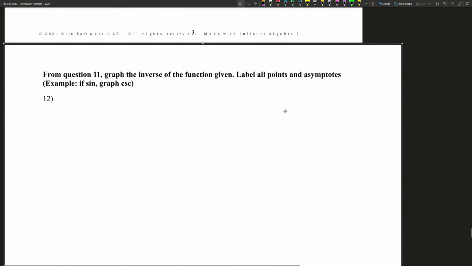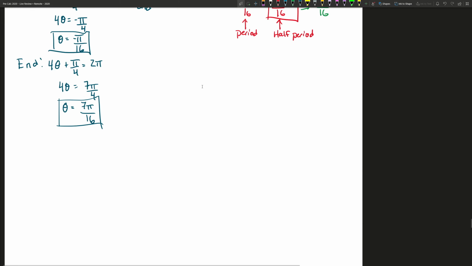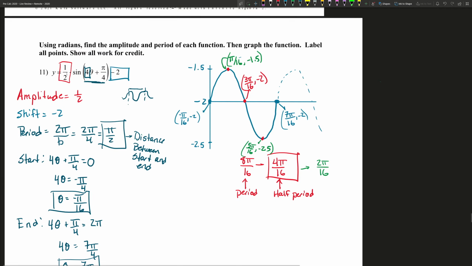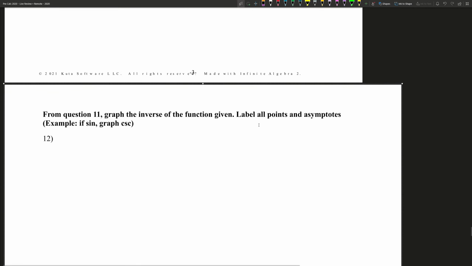Okay, and the inverse is actually really easy, right? So from question 11, graph the inverse of the function. Okay, so that was sine. So we want to graph cosecant, right? So we're graphing 1/2 the cosecant of 4 theta plus pi over 4 minus 2.